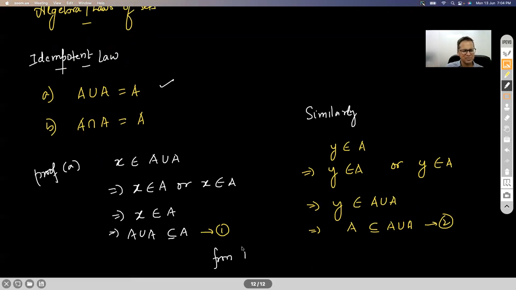Very trivial. There is nothing here which is beyond logic. It is just a logical statement, nothing else. Similarly, you can prove the other one. By the way, since they are so trivial and so predictable, I will not be proving them going forward.